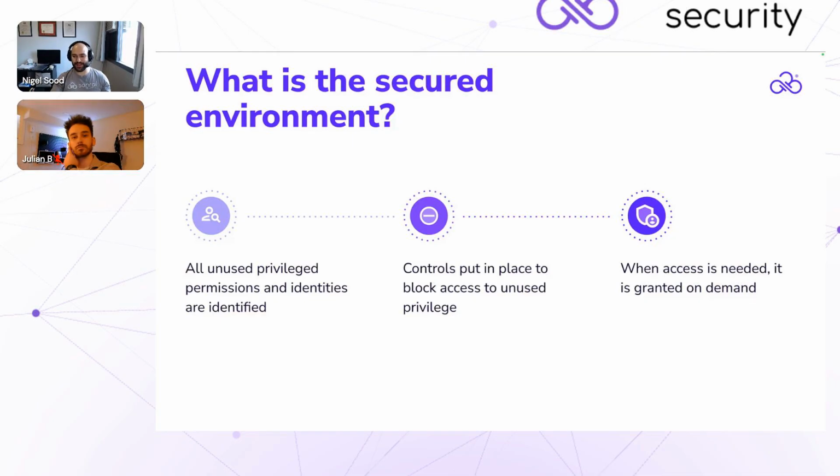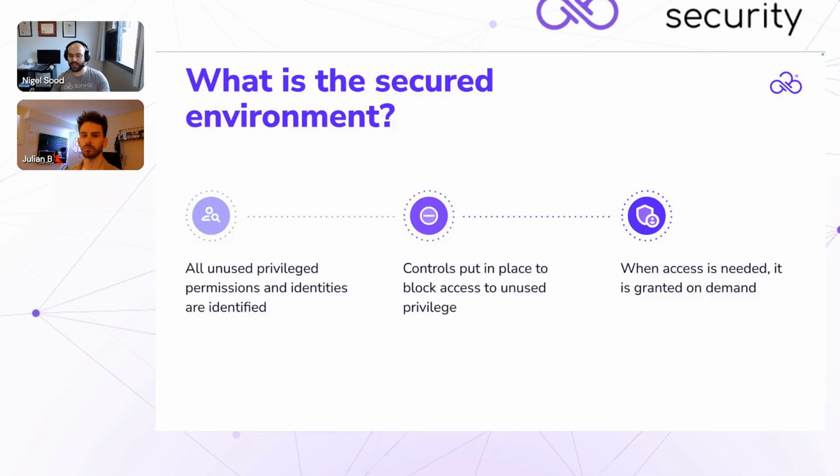So some more details on the product later. But specifically, the things that we were looking for in terms of what constitutes a controlled environment are something that can identify unused privileged permissions and identities, and then specifically put controls in place to block access to that unused privilege. So we're talking about kind of enforced least privilege here. So it's specifically unused privilege permissions, unused regions, unused services.